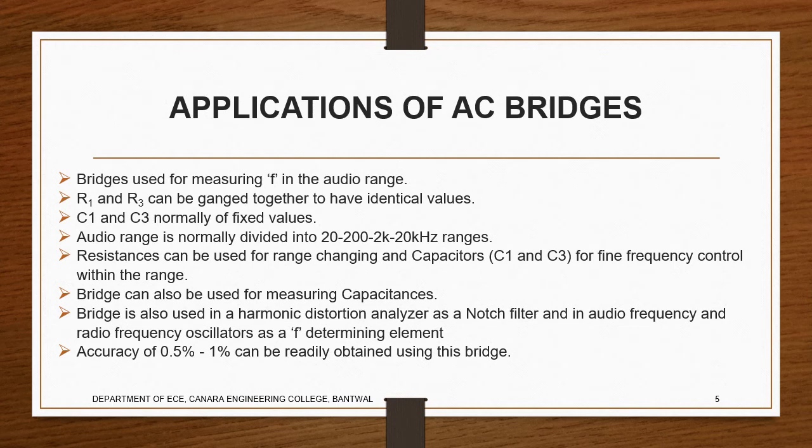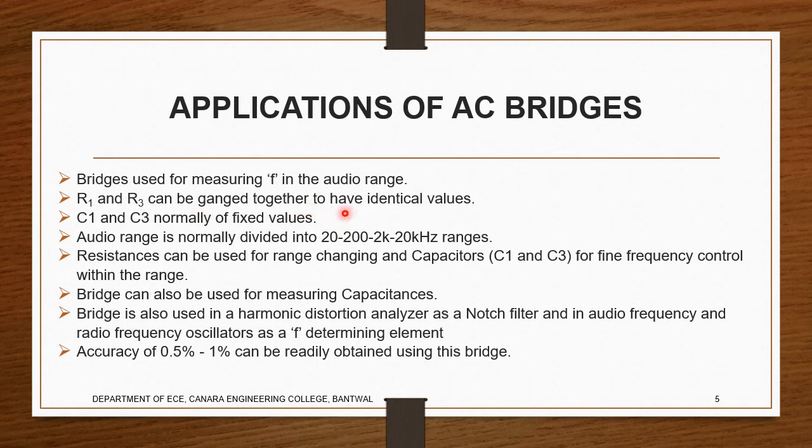Then the application of AC bridges. Bridges are usually used for measuring frequency in the audio range. You know what the audio range is? It is the hearable range of frequency. R1 and R3 are ganged together to have an identical value. So the calculation part, or the values we need to find, are almost the same. So we need to think on the other factors more, and fewer factors have to be considered here.